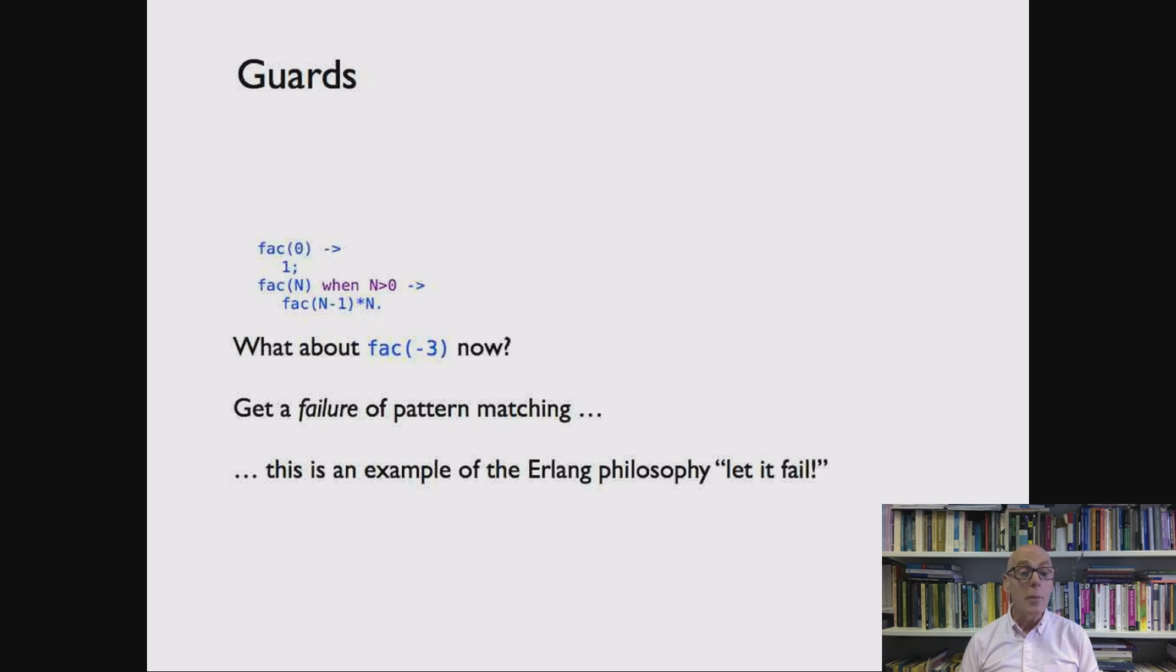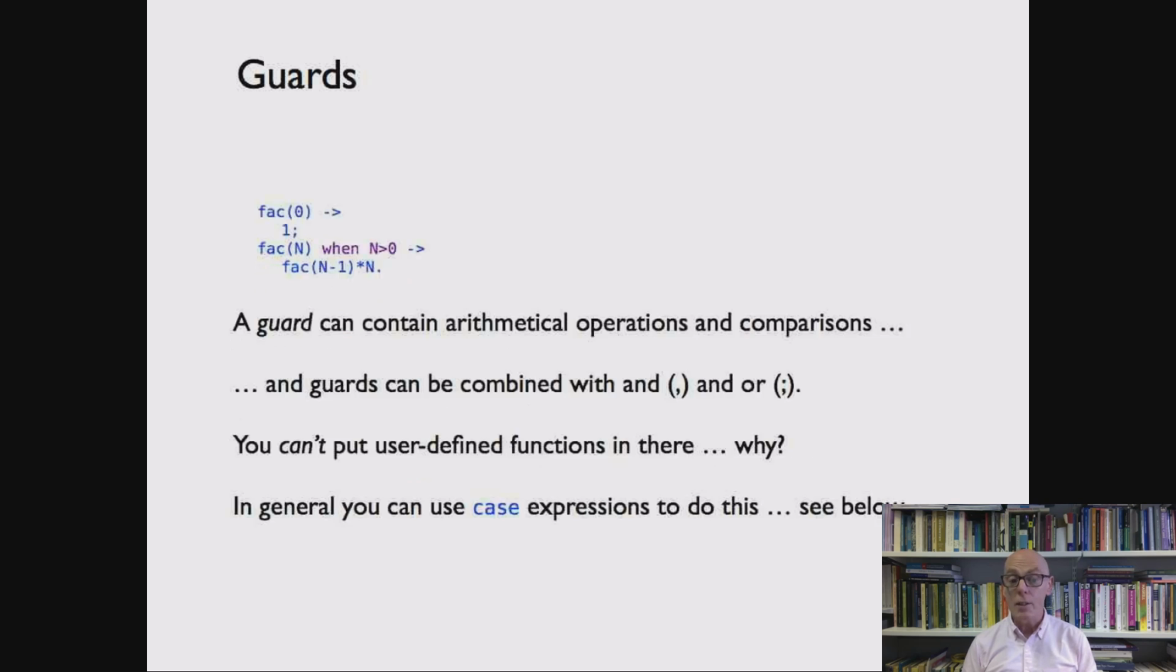And then there's a question, what happens when we call factorial of -3? And the answer is, we get a failure of pattern matching. So the function just doesn't apply in that case. And this is an example of the Erlang philosophy of let it fail. We know factorial is defined for positive numbers, for 0. We don't know what factorial of -3 should be. So it's not up to us to try and handle that erroneous call. We let it fail, and then the caller will have to deal with it.